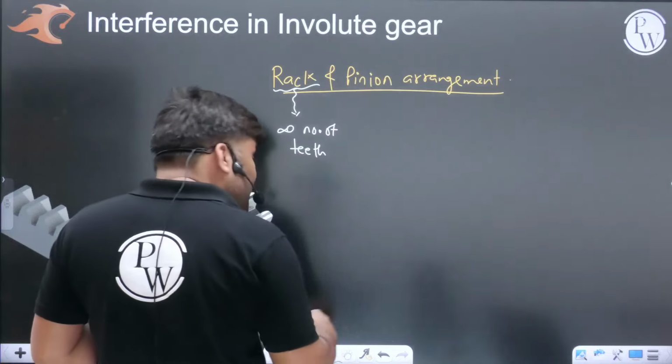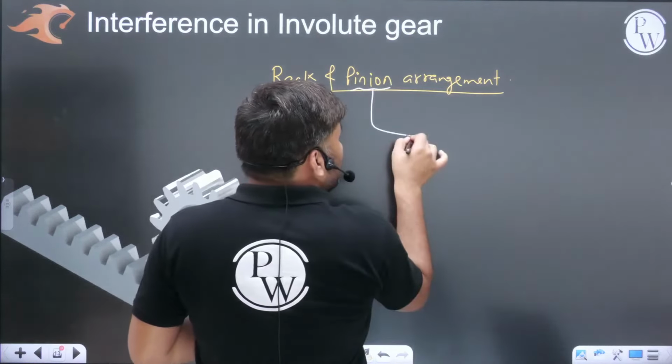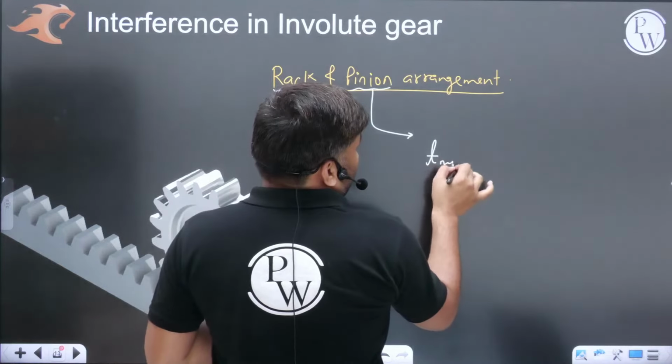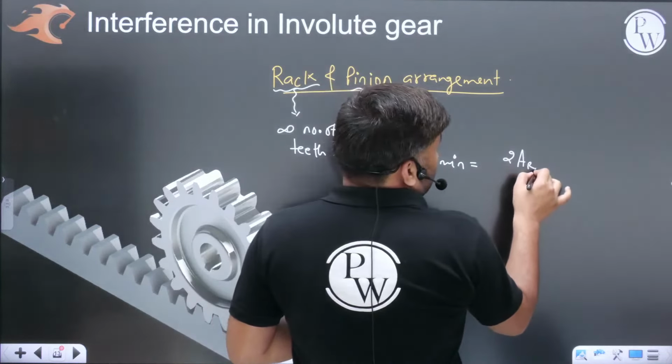We will calculate on the pinion how many teeth should be provided. So for the pinion, again you are going to have the formula small t minimum, which is written as twice of AR divided by sin square phi. Getting a point? Just remember this formula and you can use it to get your answer in the examination.